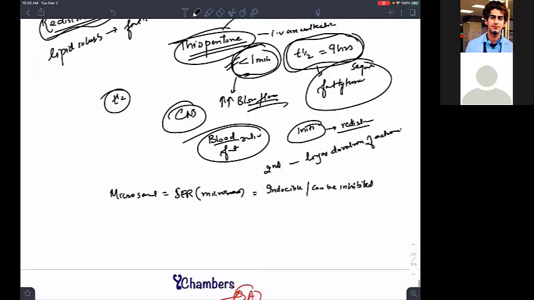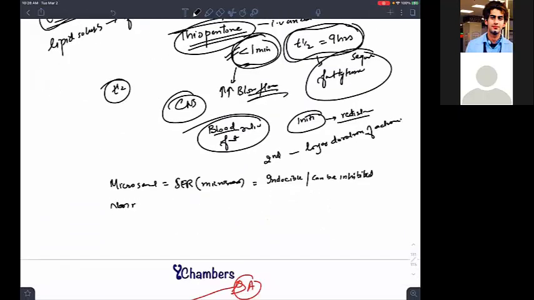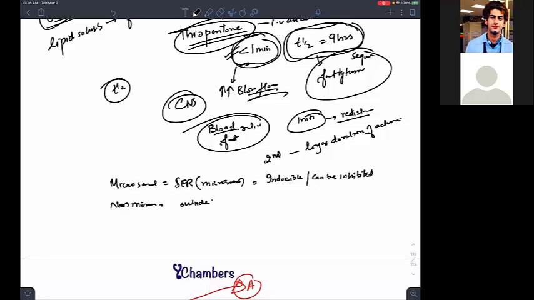But if I write about the non-microsomal enzymes, they are not present in the microsome. They are present outside the microsome, outside the SER, and they are not inducible and not inhibited. Only microsomal enzymes can be inhibited and induced. Remember this thing. Is it clear?